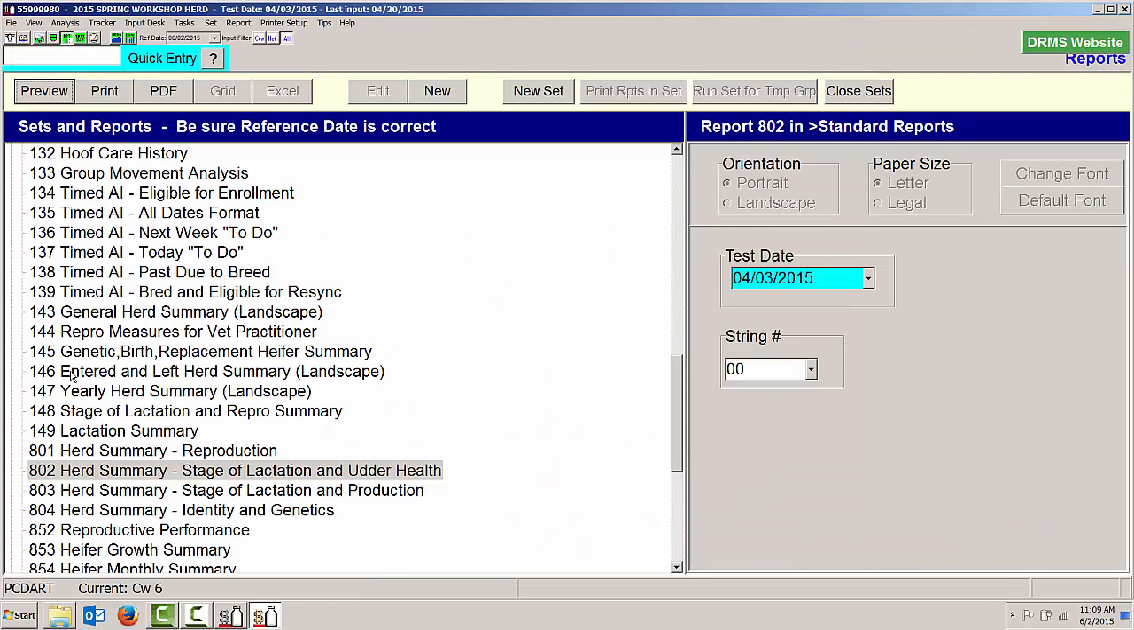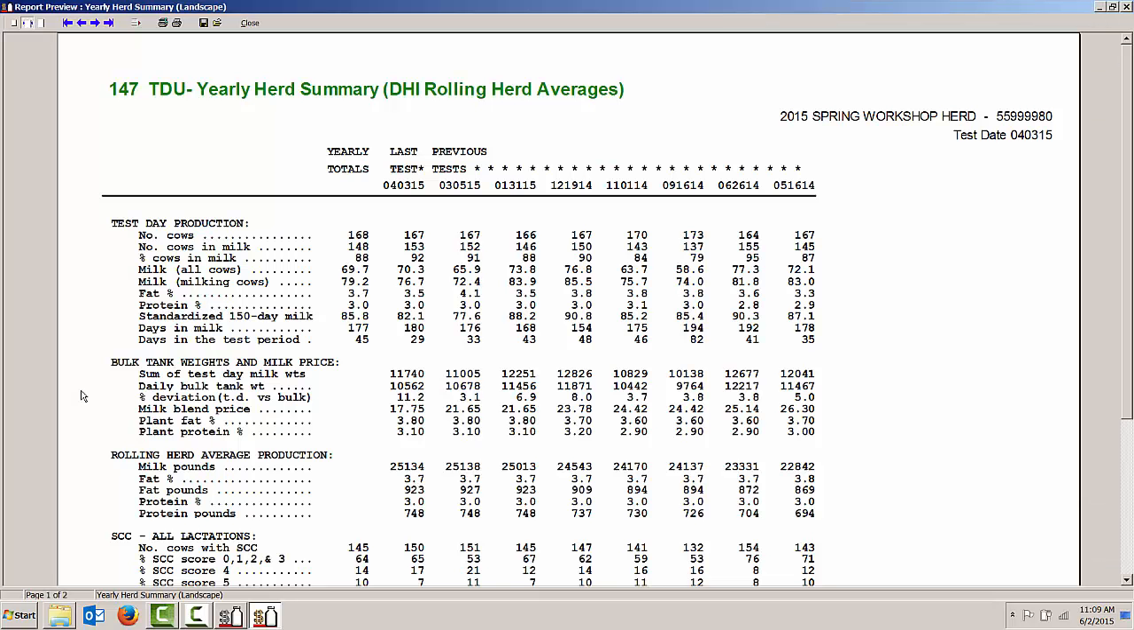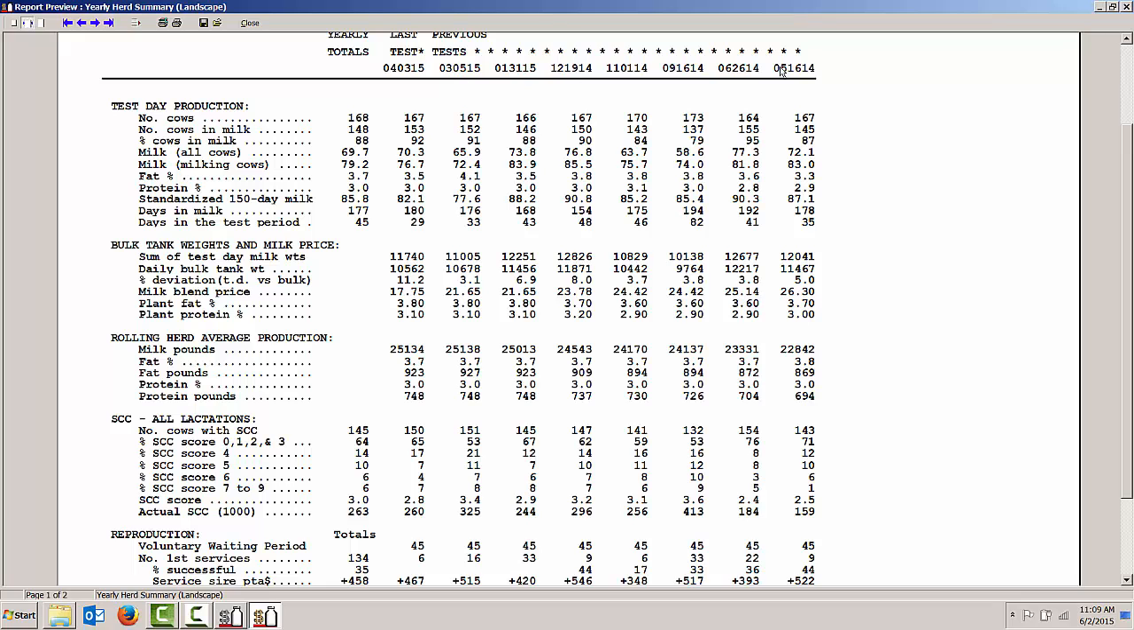There's a standard report that is 147, yearly herd summary. For each one of the test days for this past year, looking at the somatic cell counts for ranges 1 through 3 or 7 through 9, and have an actual cell count for this herd. If we're looking for 200,000 or less, this herd is going the wrong way. But anyway, that gives me an indication of what my somatic cell count on a bulk tank range would be, looking at the individual cow's somatic cell count per test day.